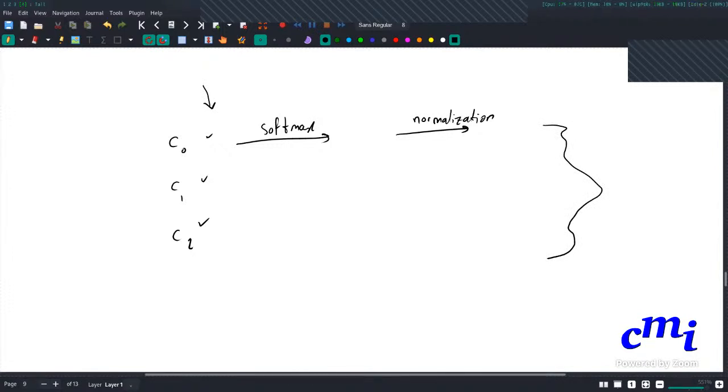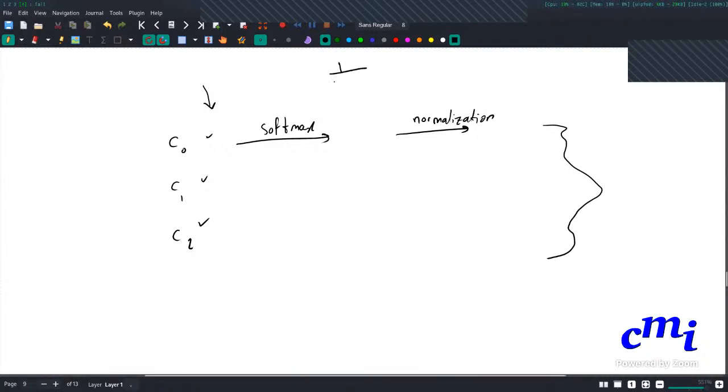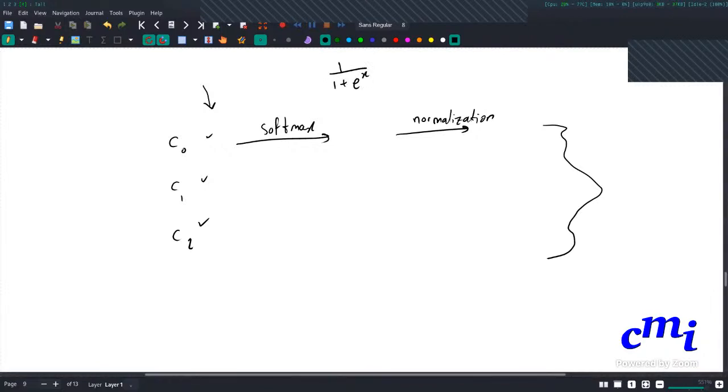I think softmax will normalize the input, right? Whatever input we give, if we pass it through the softmax function. Softmax only looks at one particular input, right? So softmax is just this: 1 by 1 plus e to the power x, right?